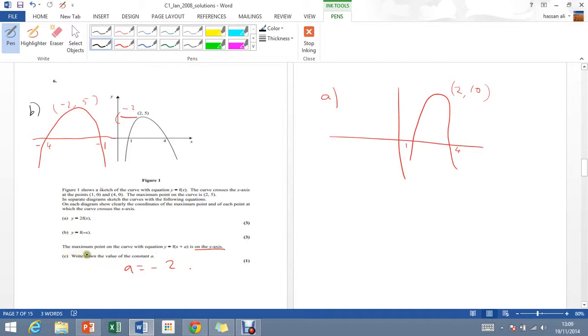Now part C is asking you the maximum point on the curve with equation f brackets x plus a is on the y-axis. So if it's on the y-axis, that means this is moved this way. Because it's 2 here, in order to go to 0 on the y-axis, x will be 0, you have to have moved back by minus 2. So therefore making a equals minus 2.